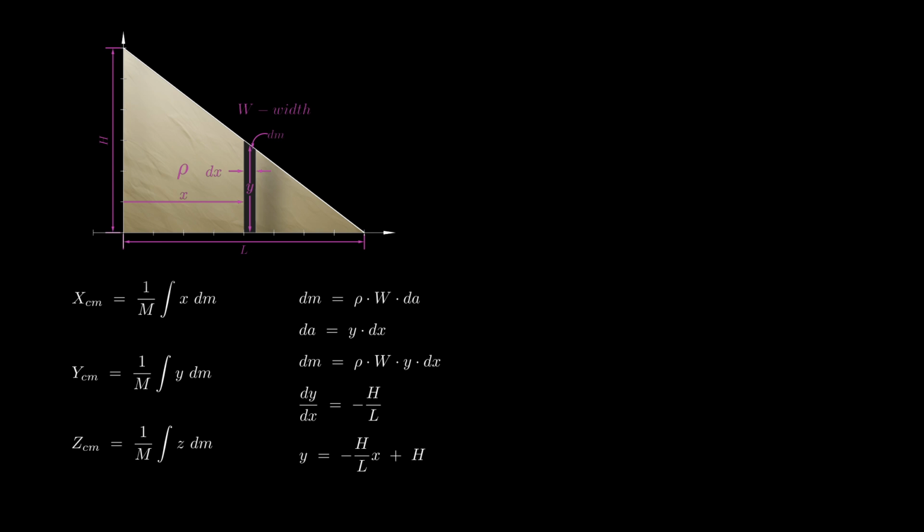Next, we need to find an expression for the total mass of the prism. The density ρ of the block is defined as mass over volume. Therefore, we can express mass in terms of density multiplied by volume. The volume of the prism is given by the area of the triangular cross-section, which is half the height multiplied by the length. To get the volume, we multiply by the width, which results in this expression for the mass of the block.